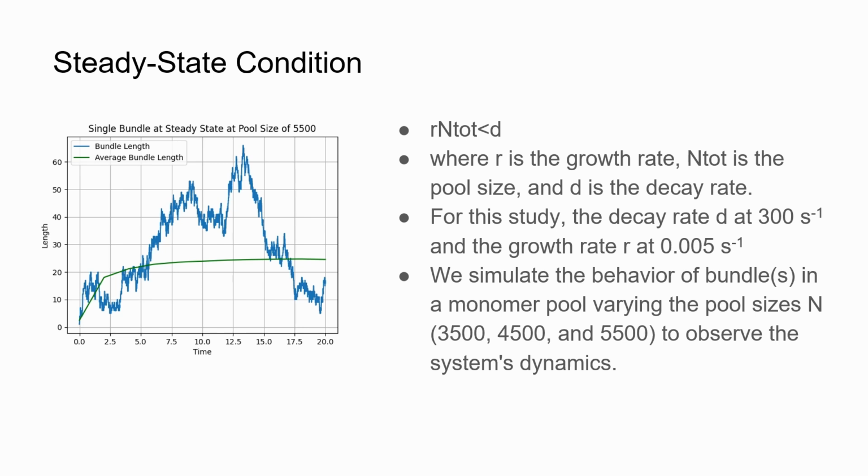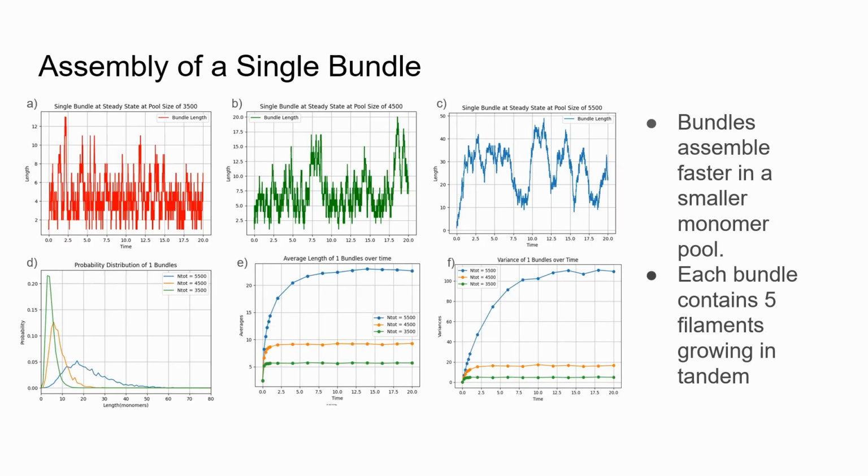Here's the graph of one bundle at steady state with a pool size of 5,500. The rest of the graphs will be shown in the next slide. Here is the assembly of all the graphs for the single bundle experiments. A few things to point out here is that each bundle consists of 5 filaments, and the bundle length refers to the longest filament in the bundle at that certain point in time.